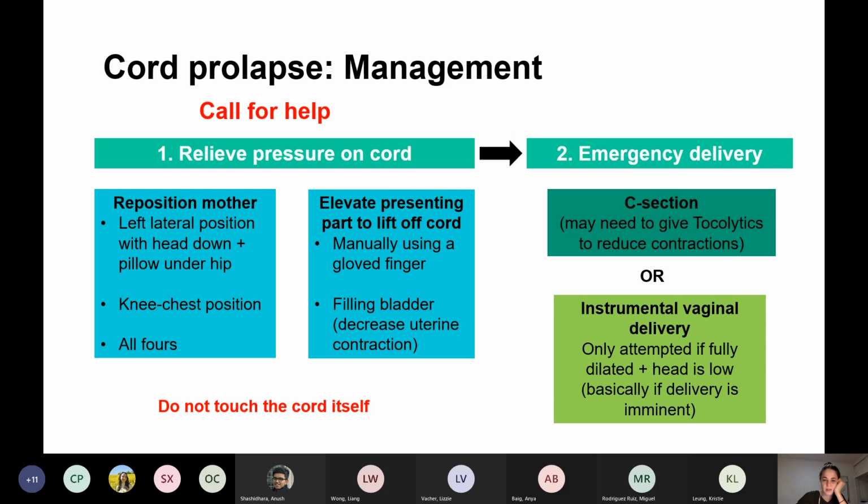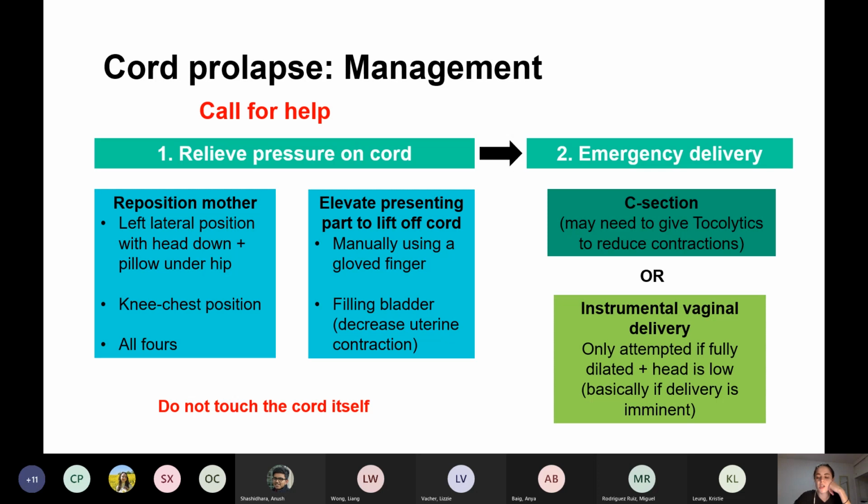And then you need to deliver the baby. The method for doing this is an emergency delivery, so you need a C-section, and you can give tocolytics to reduce contraction of labour. We talked about these last week in the antepartum haemorrhage lecture. You can give them to reduce contractions, because as I said a minute ago, contractions can put pressure on the baby, which then puts pressure on the cord. You can give them if you need to, but most of the time I'll just try and take them to theatre straight away.